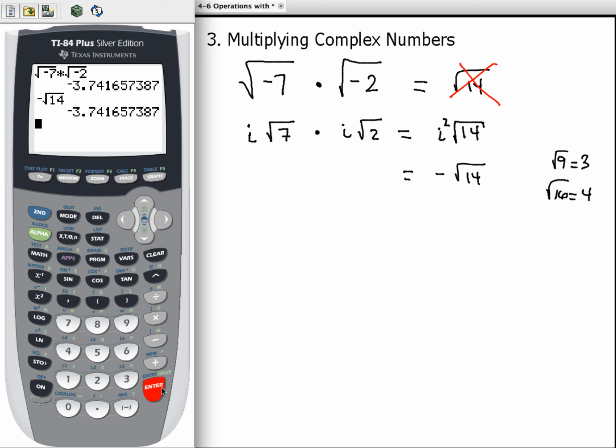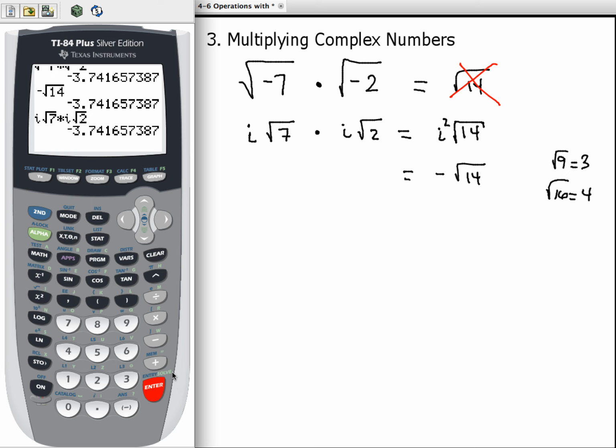But here's what I'm curious about. What if, before I took out the i, I just typed it in that way? So if I did i times the square root of 7 times, and then another i, and then the square root of 2, does it give us the same answer? I don't know. We're about to find out. Holy cow, it does. That's pretty cool.